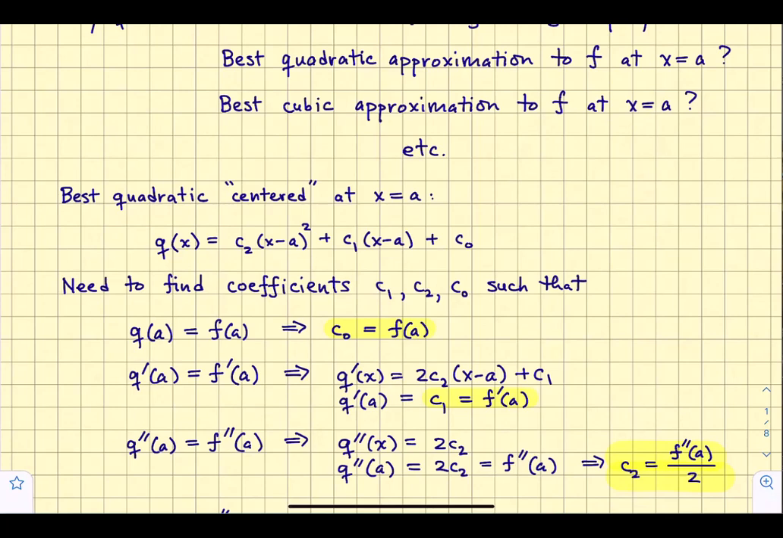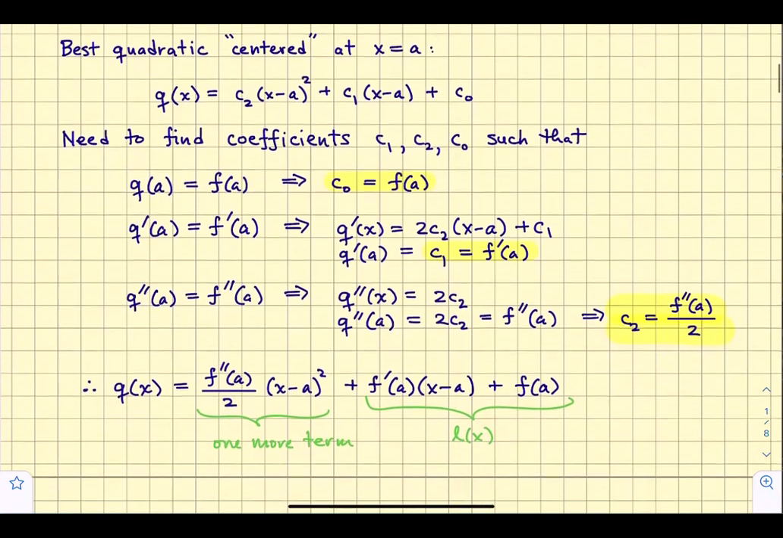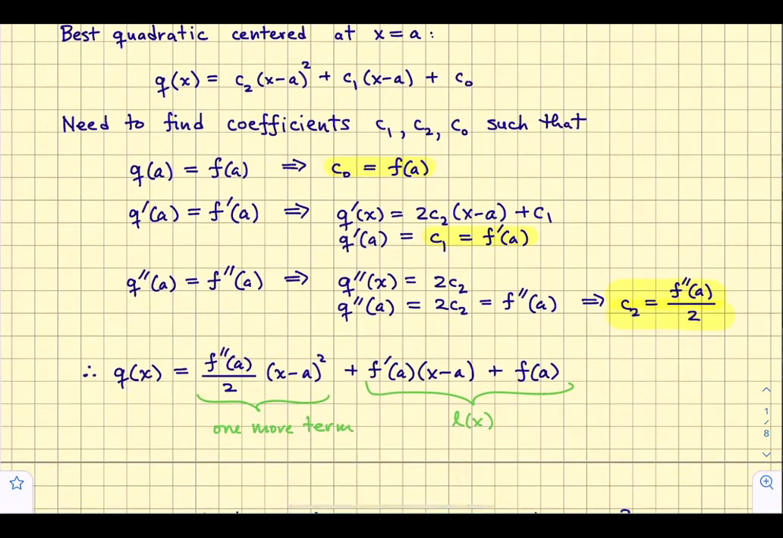So when we take these three numbers and plug them back in for these three constants, we see pretty quickly that our quadratic approximation is f double prime at a over 2 times (x minus a) squared plus f prime at a times (x minus a) plus f of a. Notice if you stare at this quadratic approximation, it is indeed a second degree polynomial approximation. We can tell that this is a second degree polynomial.